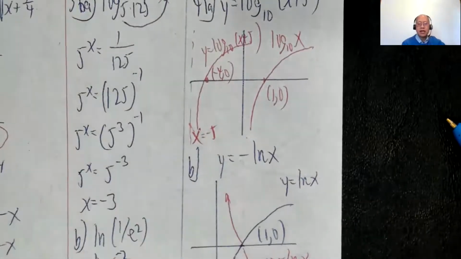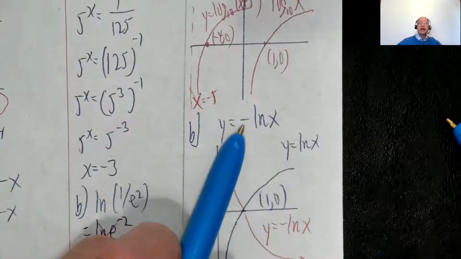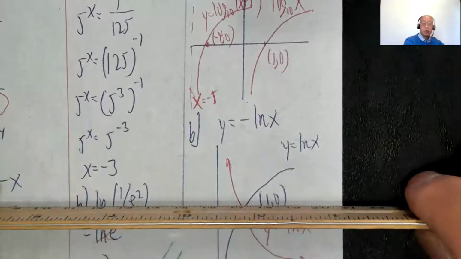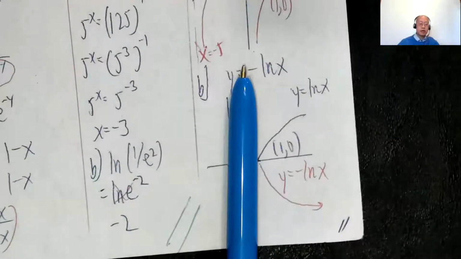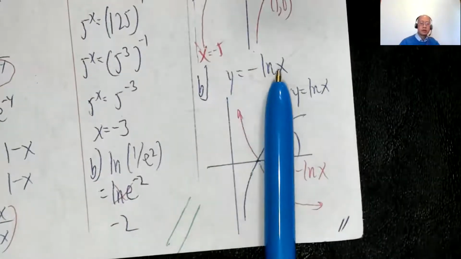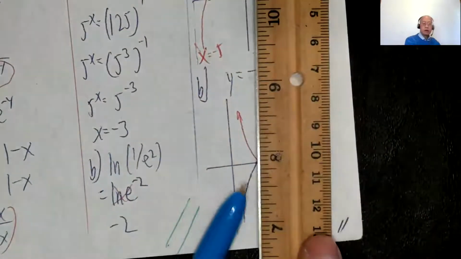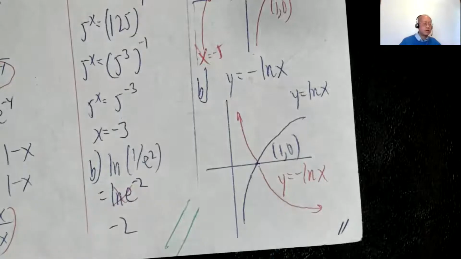Y equals negative ln x. So I take the graph of ln x, and negative ln x reflects the graph across the x-axis. So if I take this part over here and reflect, it comes down here. And if I take this part and reflect, it comes like so. So the red is the graph of negative ln x.